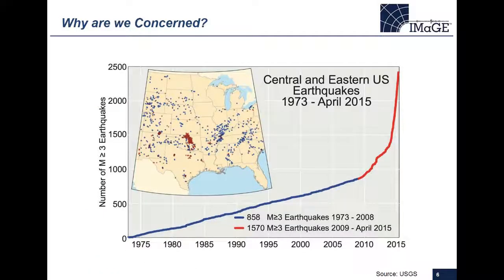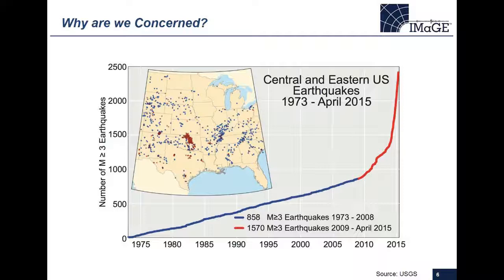So to lead into that, why is it becoming such a hot topic today, and why is it in the news so often? Why is everybody concerned about induced seismicity? This is a plot generated by the USGS showing the number of earthquakes in the central and eastern United States from about 1975 until 2015. For the first 30 or 35 years of this plot, you can see the blue line. It's a pretty steady rate of earthquakes, and they were generating about 25 earthquakes per year of magnitude 3 or greater.